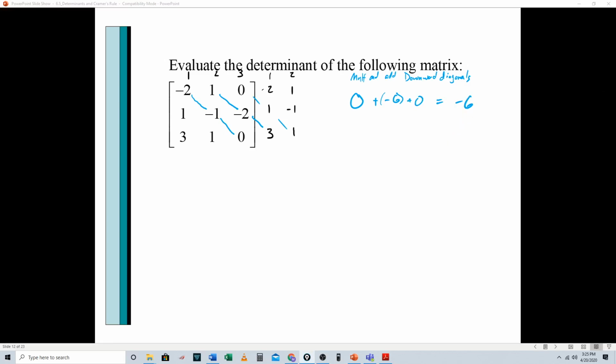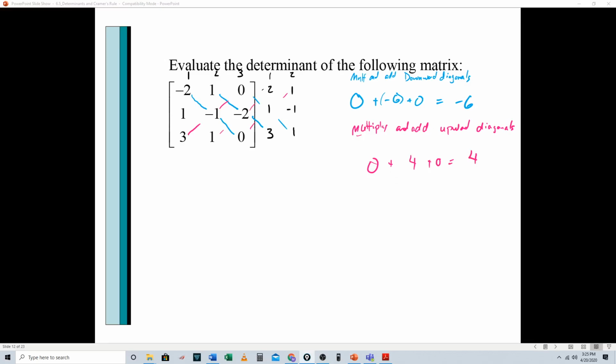Then I'm going to do the same thing with the upward diagonals. So multiply upward. So, negative 3 times 3 times negative 1 times 0 is 0, plus 1 times negative 2 times negative 2 is 4, and then 0 times that gives you 4.